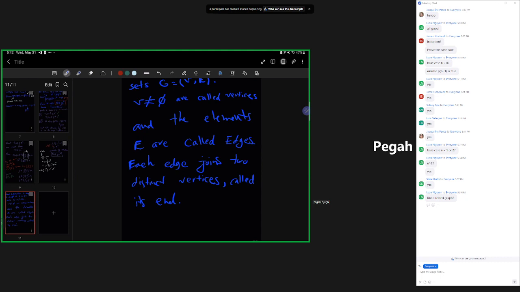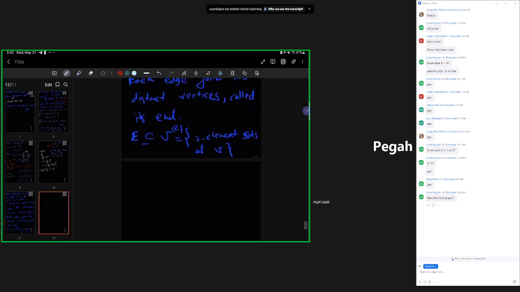So how can I show this? Because it's two elements, I can say E is a subset of the two-element sets of V, the subsets of V of size two. This is how it's going to be shown.